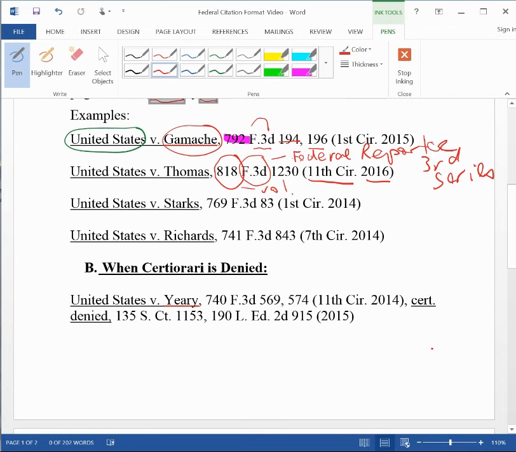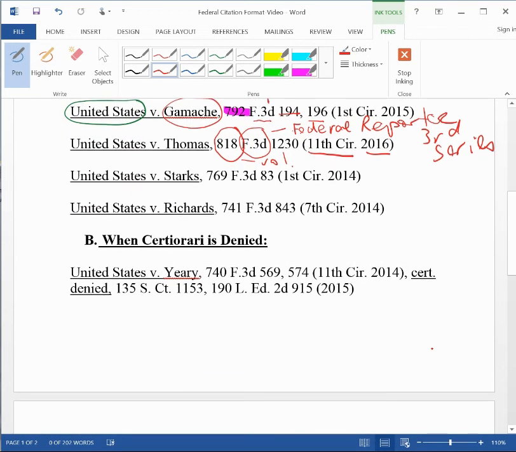Now, what happens when there is subsequent history? Often you'll find federal cases that people have petitioned for certiorari to the United States Supreme Court, and that then becomes part of the citation. So in this case, we have United States versus Uri. That's the name of the case. The original citation is 740 F period third 569. And in this case, I had a citation that came from page 574. The original case is from the 11th Circuit in 2014.